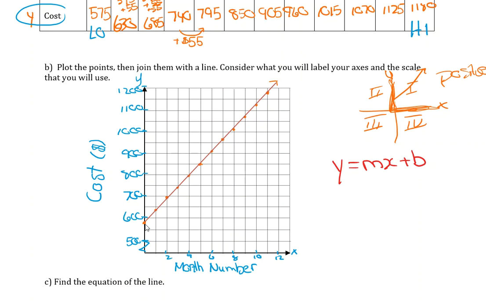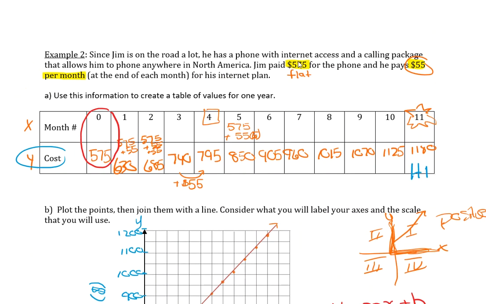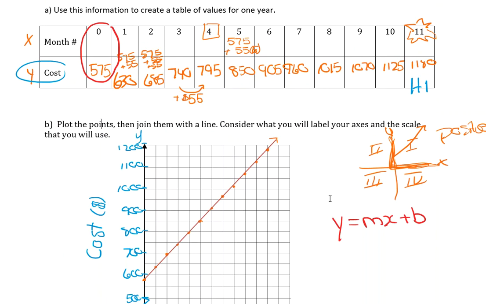So we look at the y-axis. I can't really tell. I'm just going to go up to my table to make sure I know what that value is. That's right here. Whoops, I didn't circle that very well. That's the 575. That was our low number. So let me change that. This is my y-intercept, and even in the word problem I knew that. Remember I wrote the flat rate right there? That's the amount that Jim pays at the very beginning. That's the initial value. So in for b down here, I can put y equals mx plus 575.